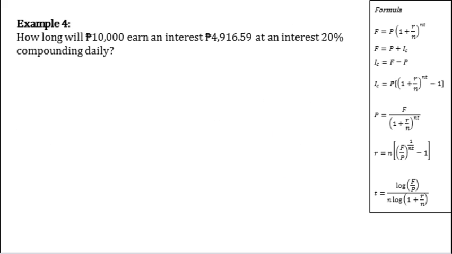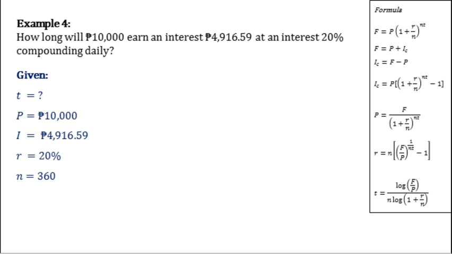Another example, how long? So, ang hinahanap, T, will 10,000 earn an interest of 4,916.59 at an interest rate of 20% compounding daily. So, we use 360 instead of 365 since sa bank ay 30 days ang regular base nila. And 30 times 12 is 360.